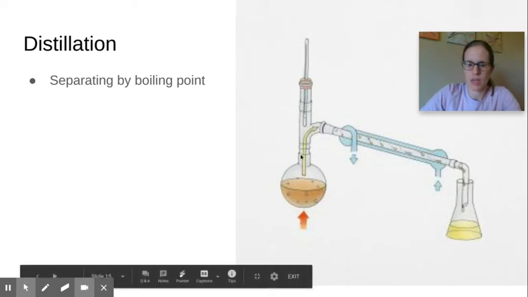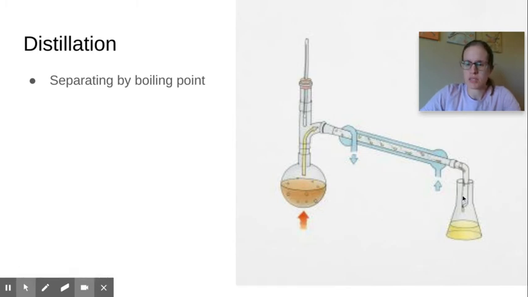So this is how they make concentrated alcohol. And they also make essential oils with this process too. All right, and that's the last one.